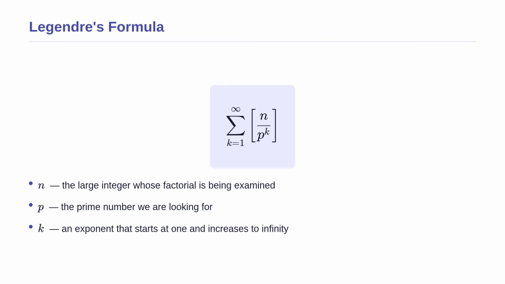Let us define the symbols. The variable n is the large integer for our factorial. The variable p is the prime number we are testing. The symbol k is an exponent that starts at 1 and increases towards infinity. The large sigma symbol means we add all these terms together, and the brackets represent our greatest integer function. As k increases, the denominator grows. Eventually, the fraction becomes less than 1, the greatest integer function turns it into 0, and the sum naturally stops.